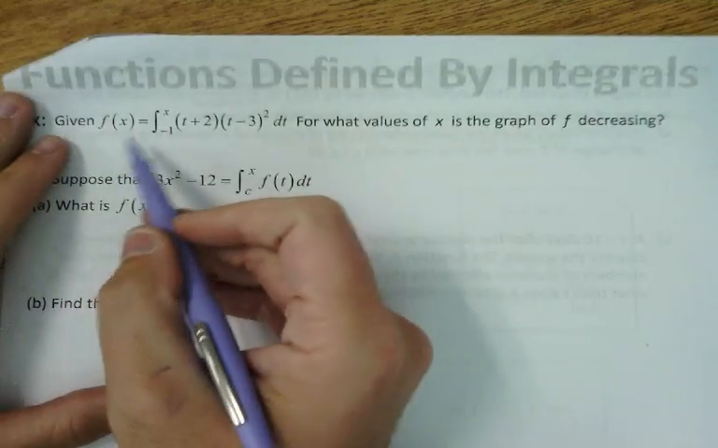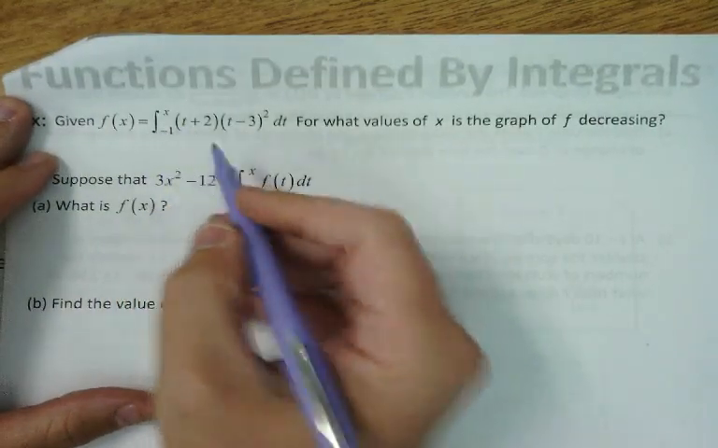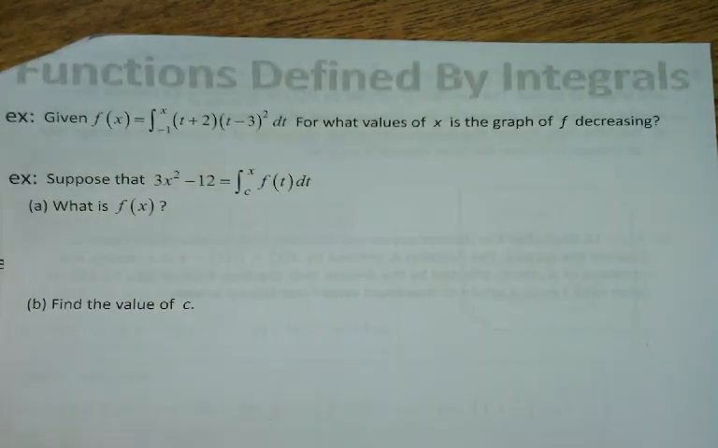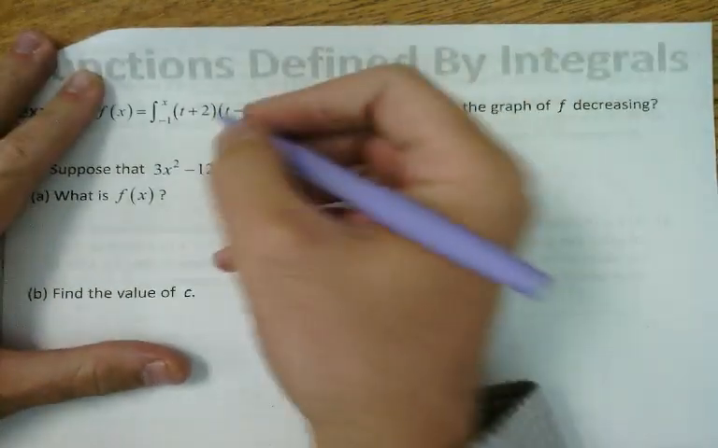So here we go. We have f of x as an integral defined function from -1 to x of this integrand right there. What values of x is the graph decreasing? How do we know if a function is decreasing? F prime is less than 0. So let's go ahead and find f prime.